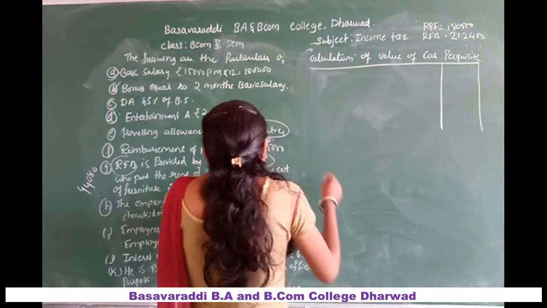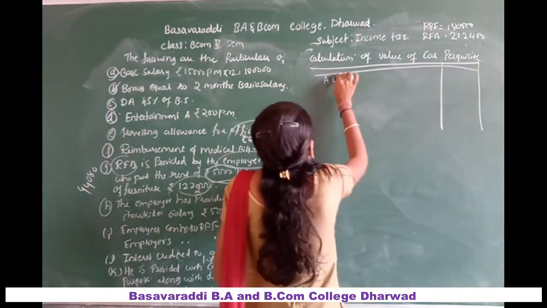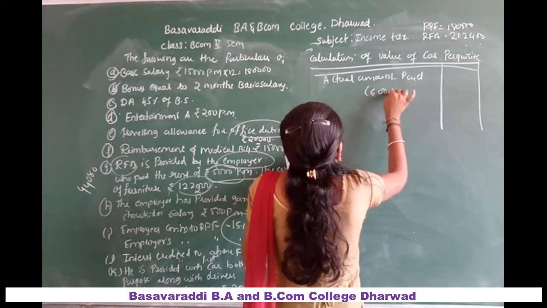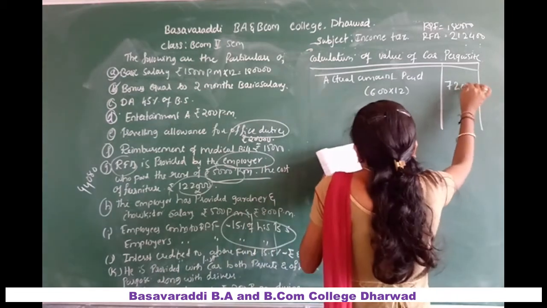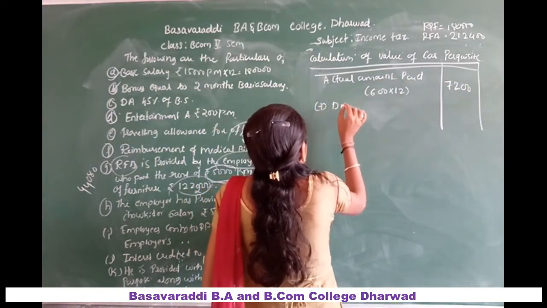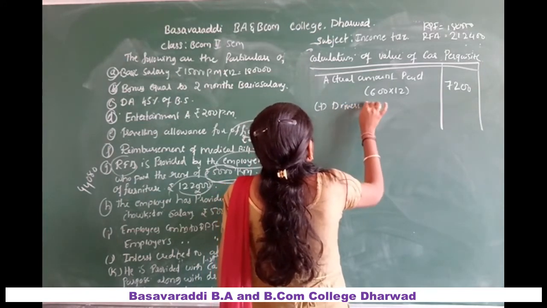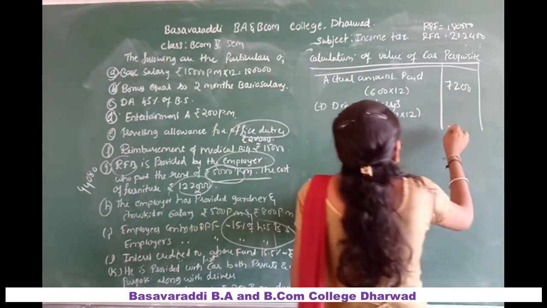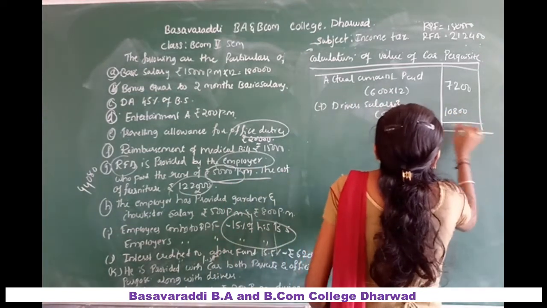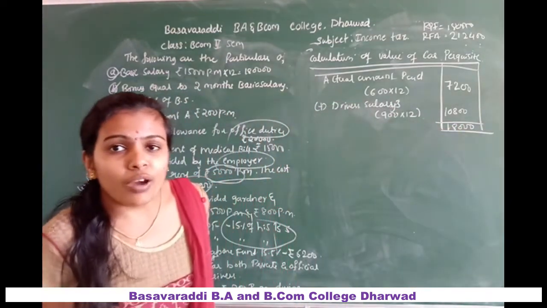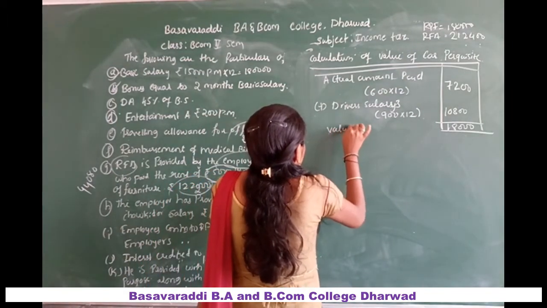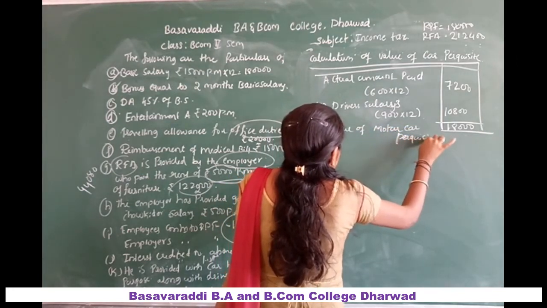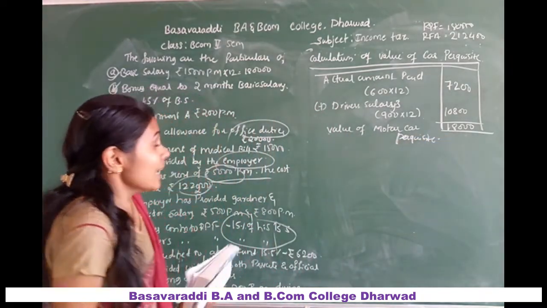Now the actual amount paid, actual amount of a car, actual amount paid 600 into 12, that is 7,200, and then add driver salary, how much? 900 per month. Driver salary 900 into 12, that is 10,800. Now the total amount 18,000 is the value of motor car purchases. Next working note.